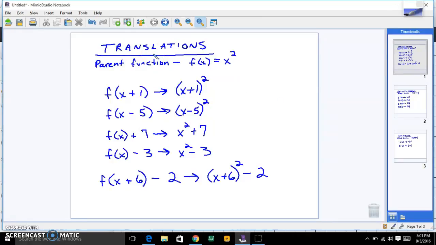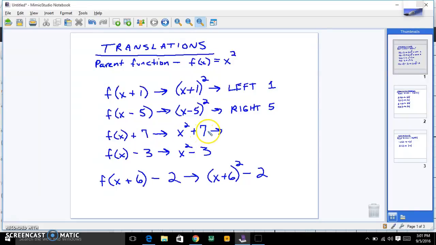So same parent function here, f of x equals x squared. If I do f of x plus 1, which means x plus 1 is in parentheses, x plus 1 squared. That's inside the parentheses, so that means it's going to be horizontal. It's plus, so it's going to go left, the 1 unit. Plus 1 means to the left. If I have f of x minus 5, that's x minus 5 in parentheses. So minus means go to the right. And how many? 5. So this is right, 5 units. I'm taking the graph and moving it that far right.